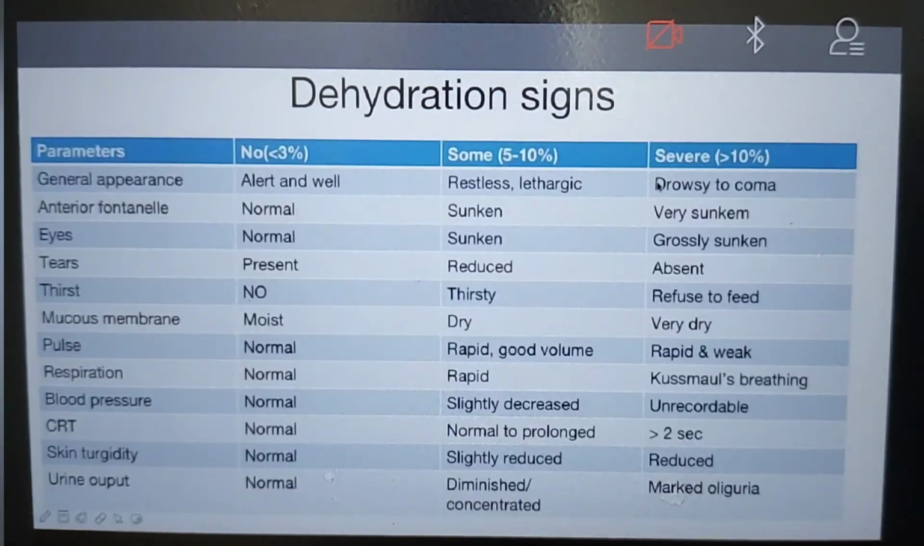It is important to know the signs of dehydration in children. We can see from the general appearance first, whether the patient is alert, restless, or drowsy. This will tell how dehydrated the baby is. If the baby is still a neonate, we can look at the anterior fontanelle, whether it is normal, sunken, or very sunken. And we can also look at the eyes.